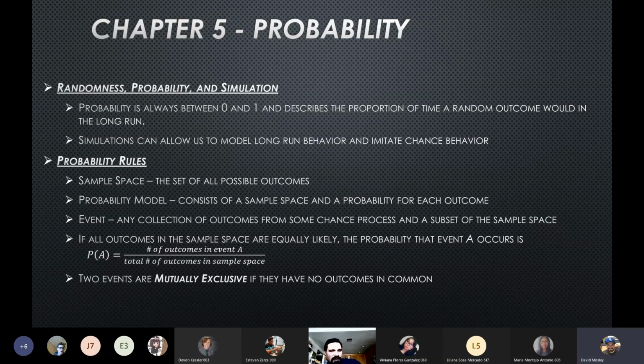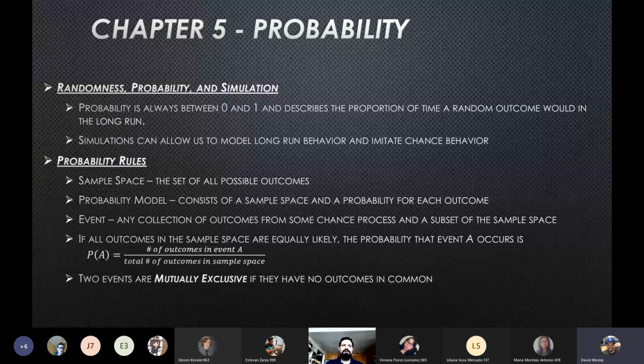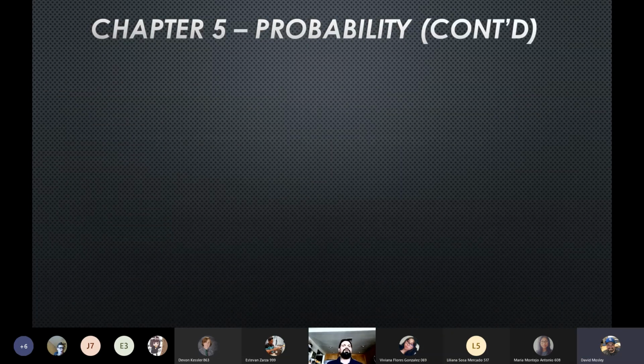Two events are mutually exclusive if they have no outcomes in common. For example, if event A is, as we've described, having a sum less than or equal to 6, and event B is having a sum greater than or equal to 10, those events are mutually exclusive. I cannot roll the dice and have both things happen. It's impossible for the sum of the dice to be less than or equal to 6 and at the same time be greater than or equal to 10. It isn't going to happen. Those are mutually exclusive or disjoint events.